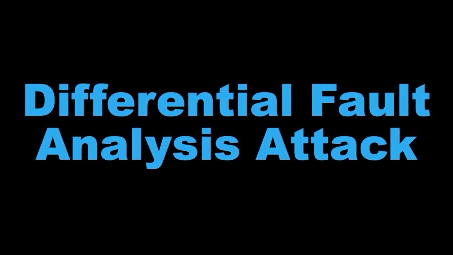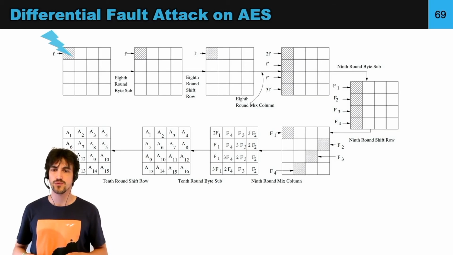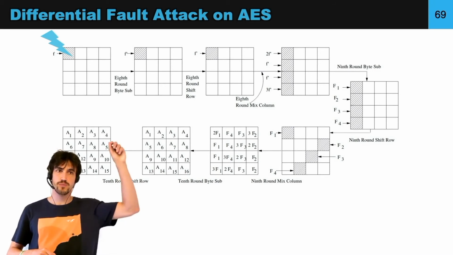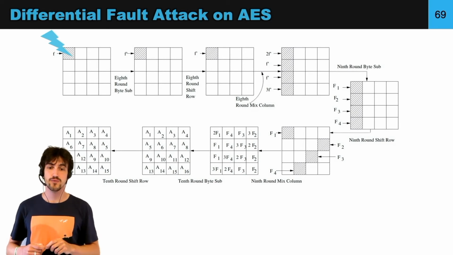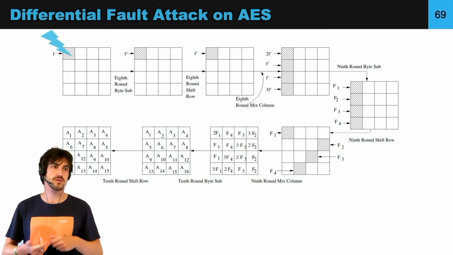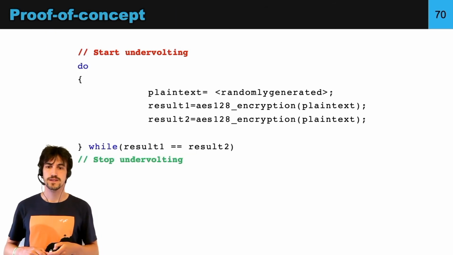So that works like this. You inject a single byte fault into the 8th round of AES, into the state, and then that will propagate, and through some mathematical operations, you can recover the complete AES key from only one correct and one faulty encryption or decryption of the same input. So here we have the implementation of that inside SGX.